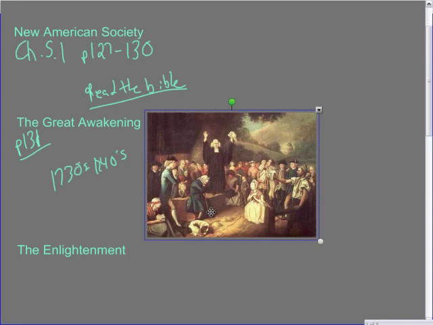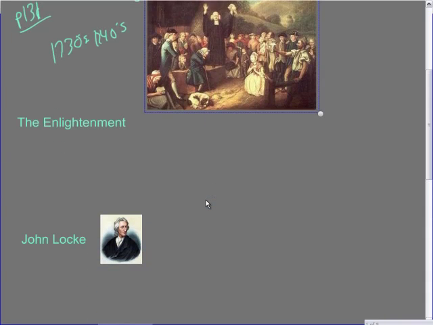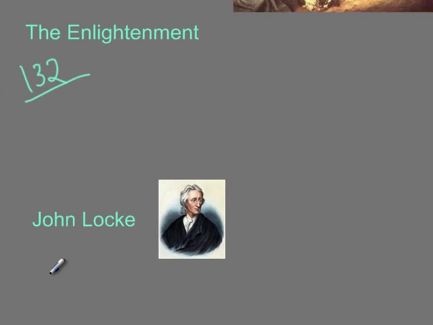So, these congregations, which is a group of people that go to a specific church, argue and they begin to split up, and that's a big reason why it changes the American society as much as it does. The second movement that we look at is the Enlightenment, and when we look at the Enlightenment, we're looking at page 132, and we're also looking at John Locke, and he is also on page 132.